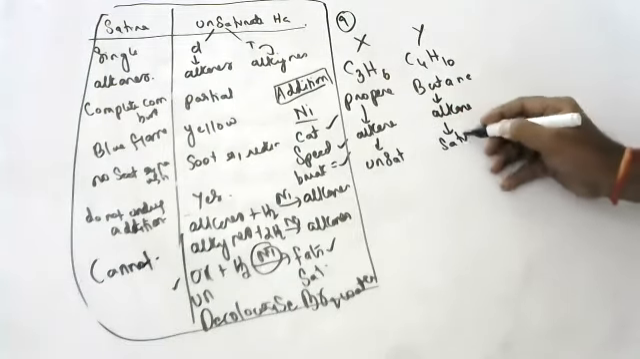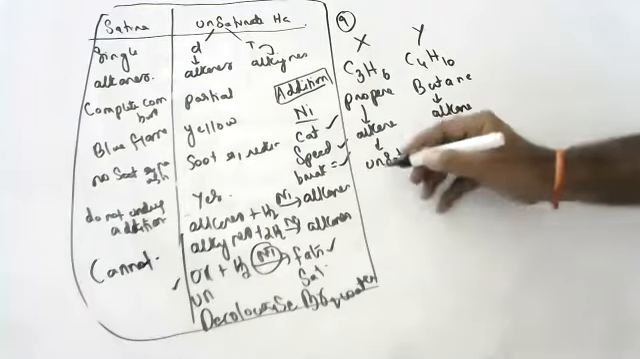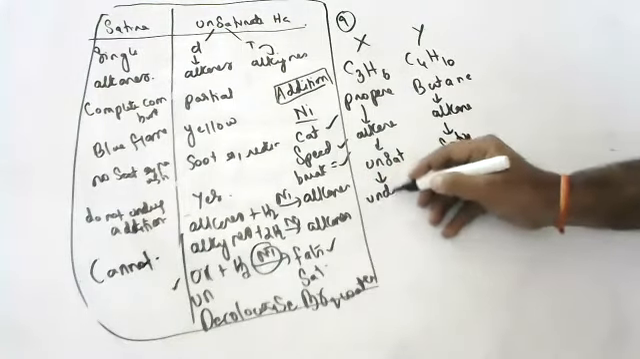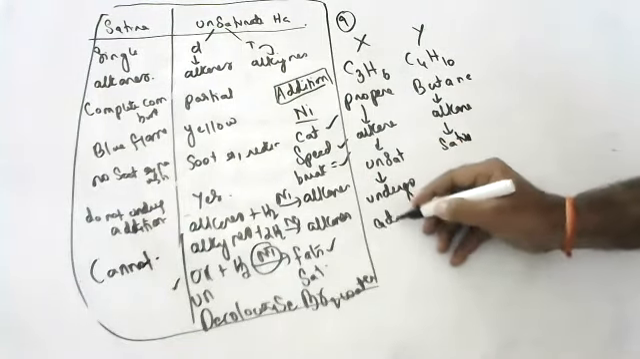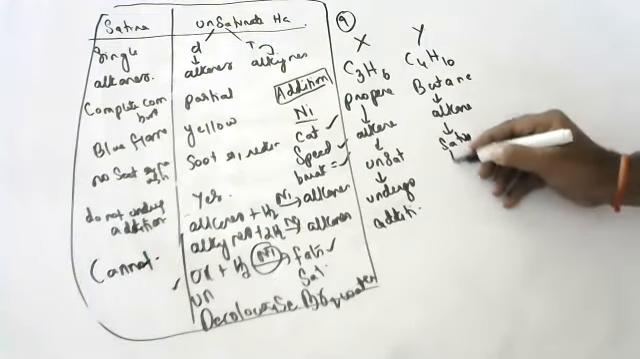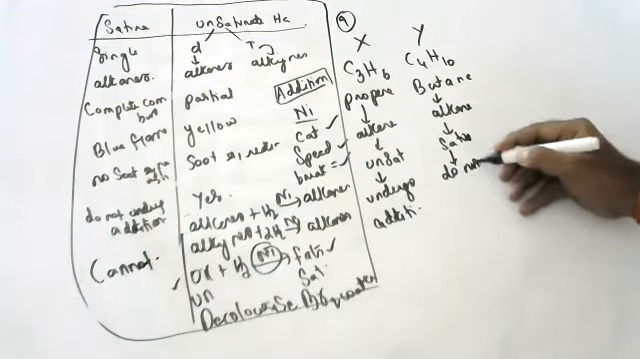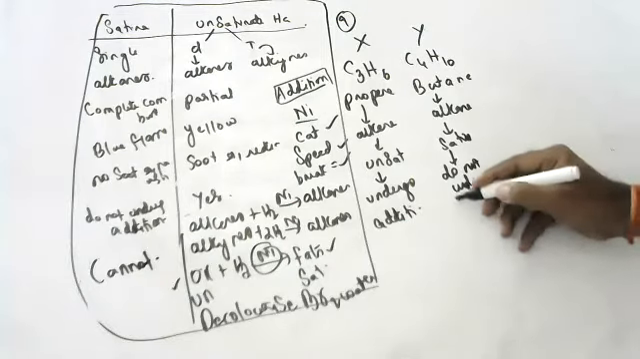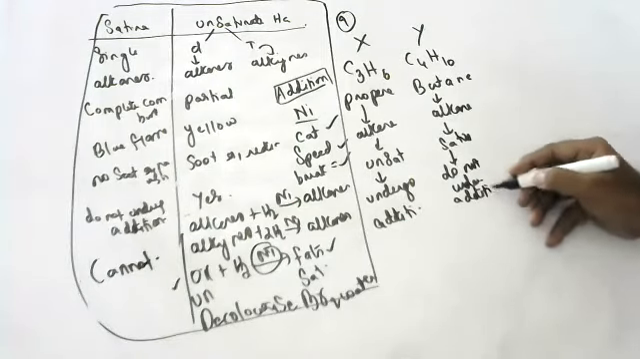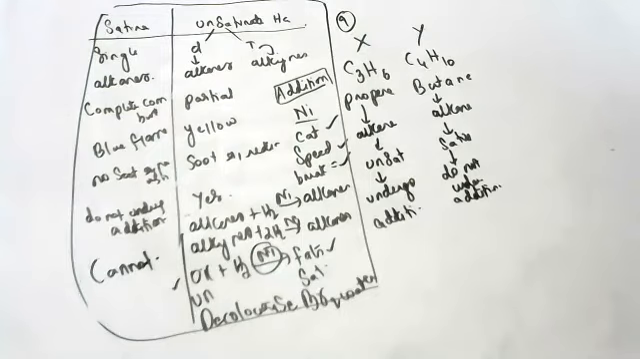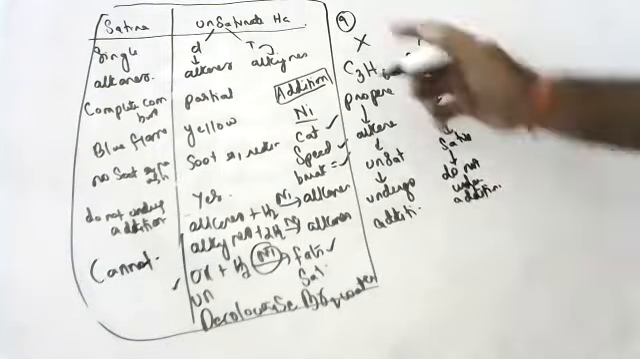Unsaturated compounds undergo addition reaction, and saturated compounds do not undergo addition reactions. Justify your answer. Also give the chemical equation to explain the process of addition.